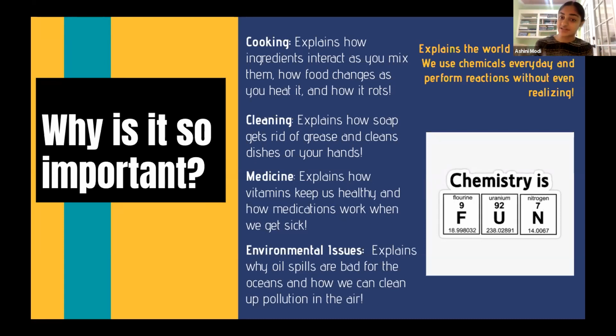Also environmental issues. Chemistry might explain why oil spills are really bad for the oceans and how we can clean up pollution in the air. A couple of years back when we had the oil spill in the Gulf, it was chemicals that were used to clean up this oil spill. And it was also chemicals that were put in the oil that led to our oceans being messed up. So chemistry really explains a lot of these concepts, and it can help solve a lot of them as well.